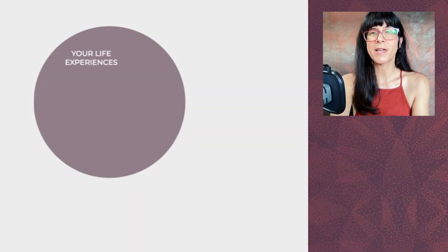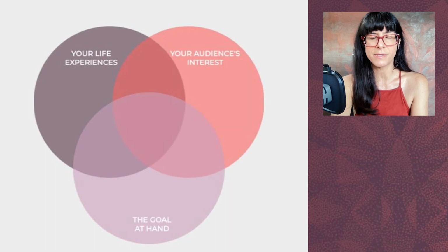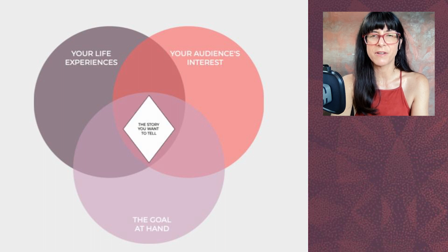We're going to start by looking at step 1, your life's experiences. And we're going to get clear on which parts of those want to be in a story. Next, we're going to look at why do you want to tell a story? What's the goal at hand? How do the two intersect? Thirdly, we're going to look at your audience's interest. Who are they? What are they wanting to hear about? And fourth, we're going to find the intersection of them all. Okay, sounds good? All right, so let's dig into number 1, framing your story.